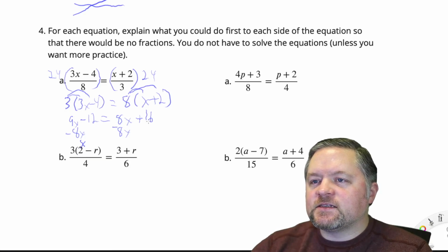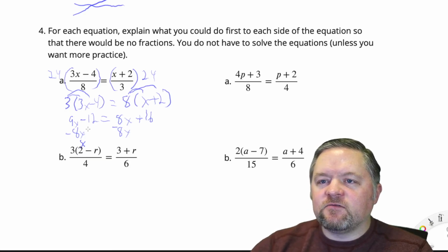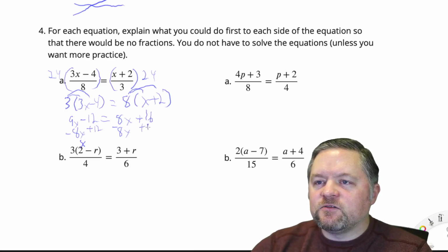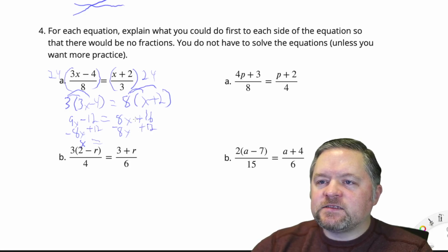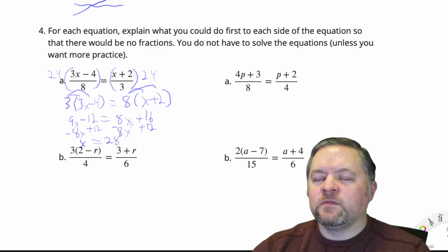Now this side has x, this side doesn't. So let's get rid of the numbers over here. So we'd have to add 12. Do it to one side, do it to the other. X equals 16 plus 12, which is 28. Hooray!